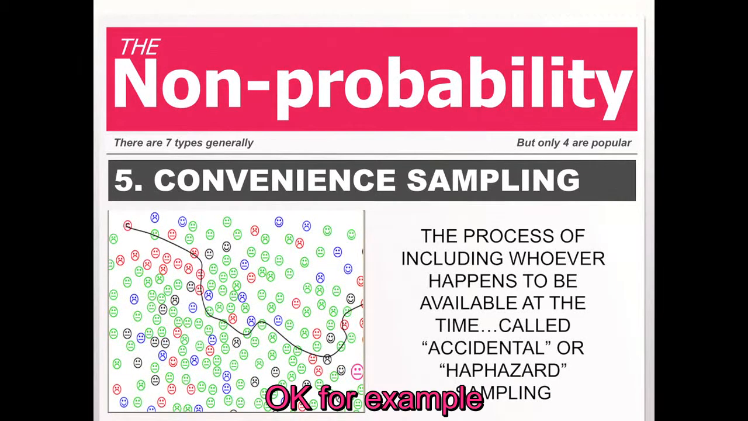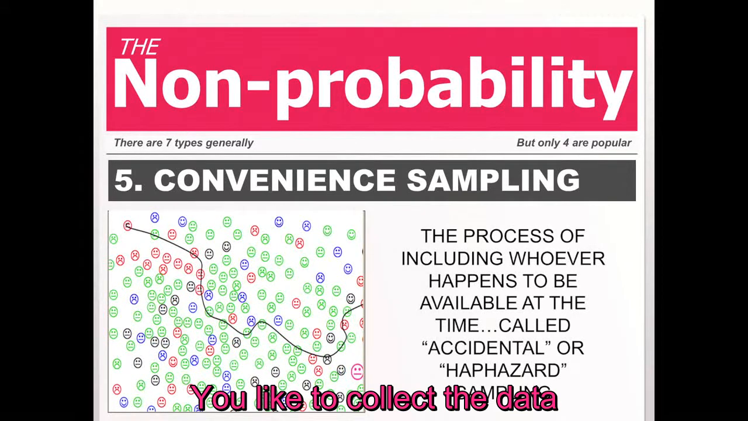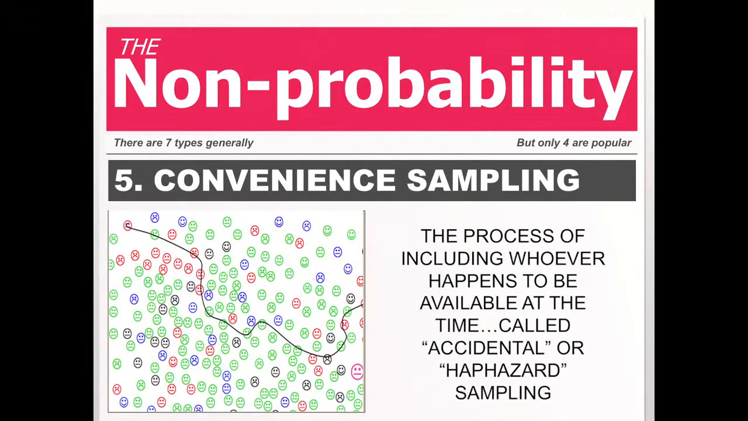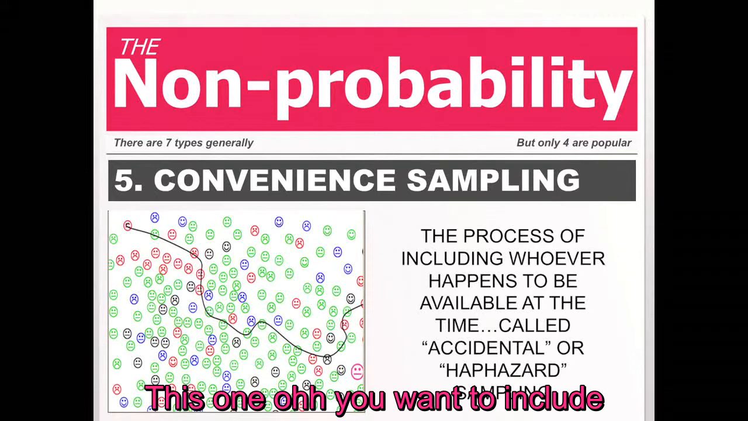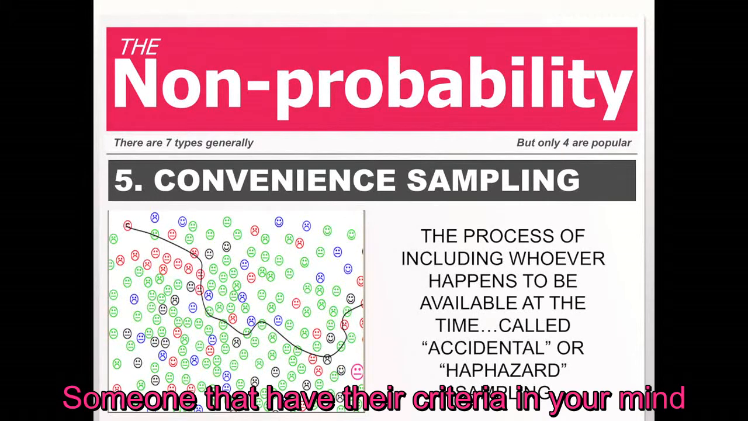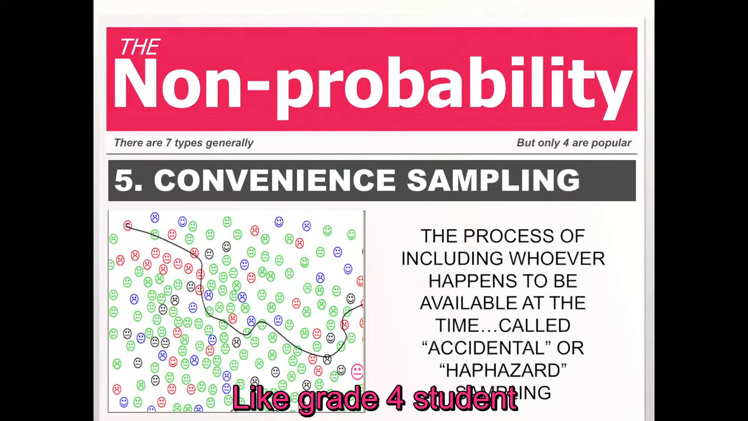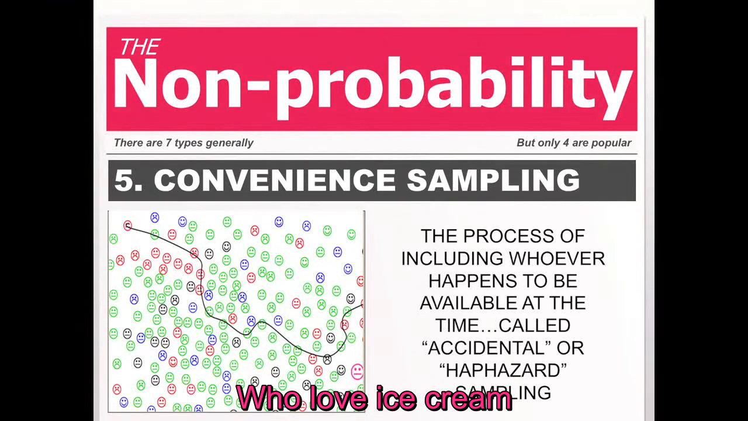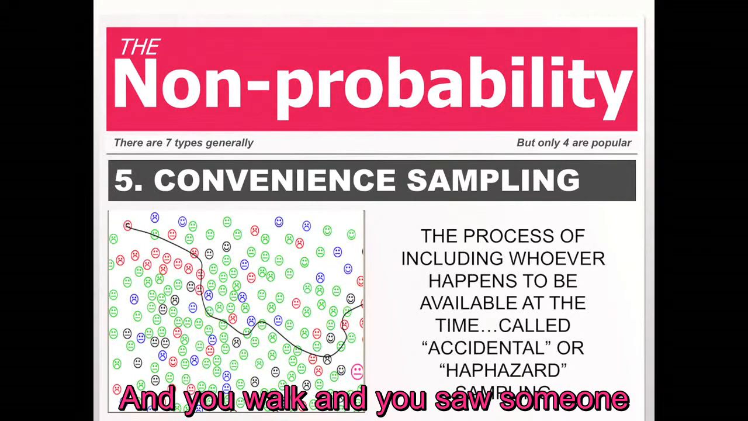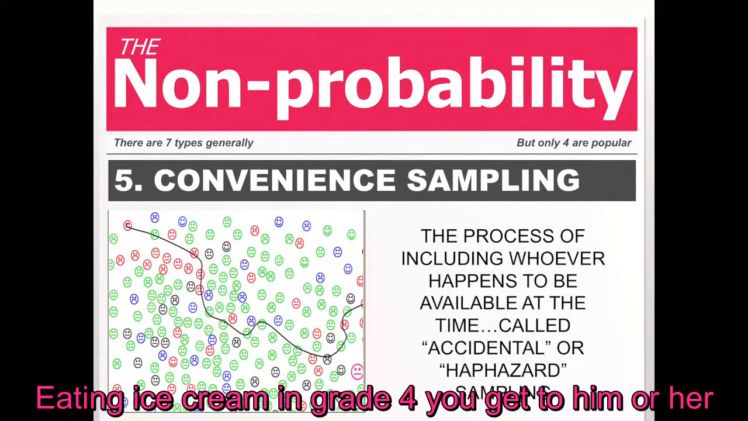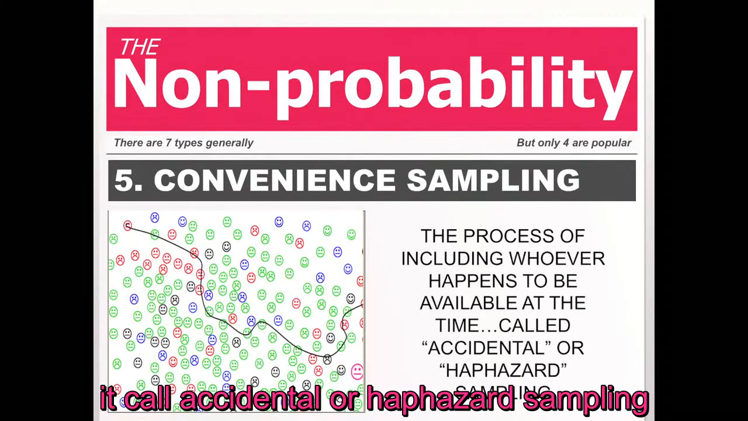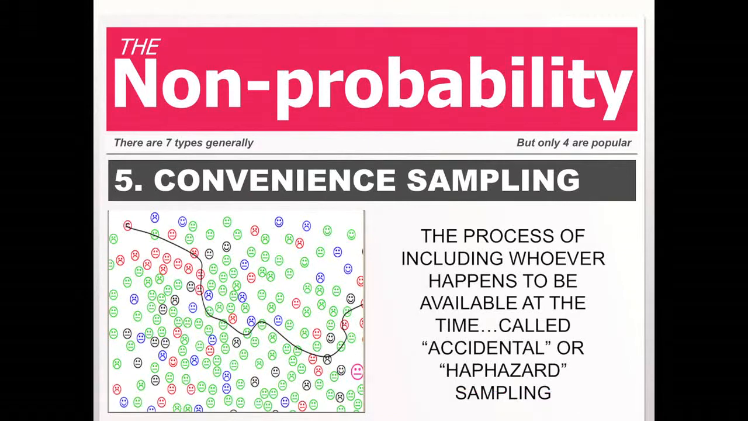For example, if you would like to collect data, you walk and you want to recruit someone who meets the criteria in your mind, like a grade 4 student who loves ice cream. You walk and see someone eating ice cream in grade 4, you go to him or her, and then you collect the data. It's called accidental or haphazard sampling.